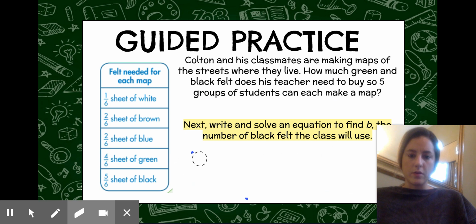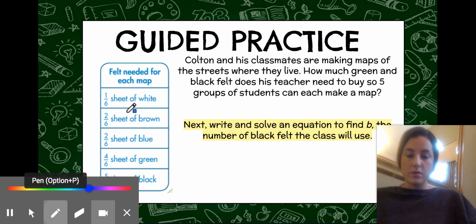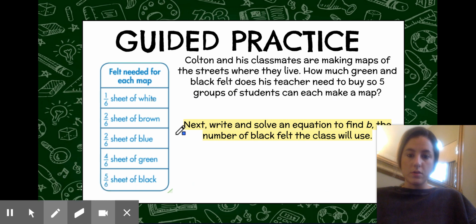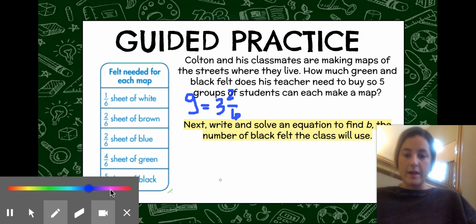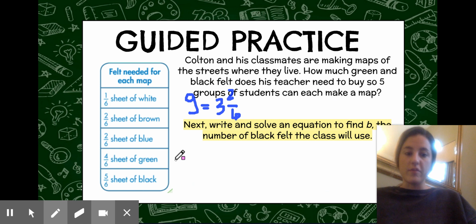And I'm going to put in the corner, G equals 3 and 2/6, so I don't forget. It says now, next, write and solve an equation to find B, the number of black felt the class will use. So B equals, remember to write your variable. Let's see, black, 5/6.